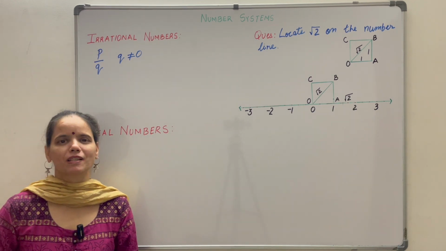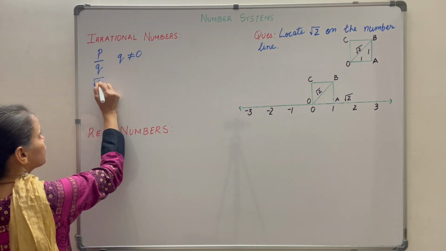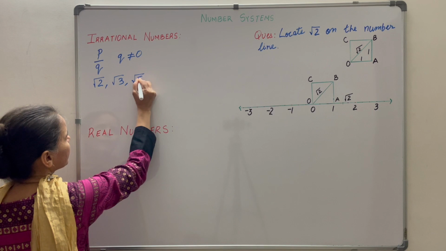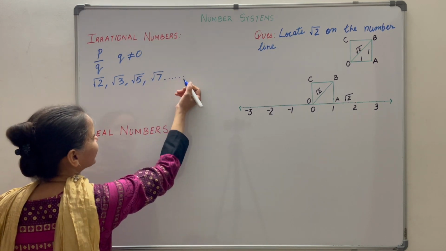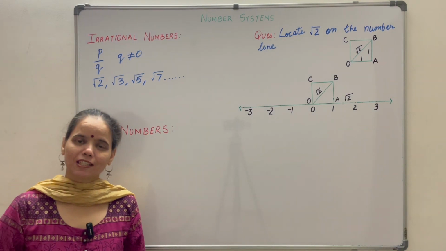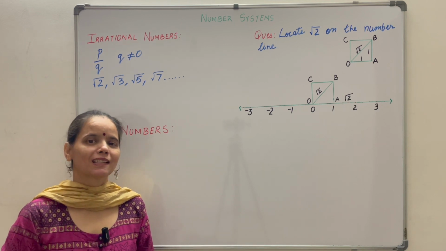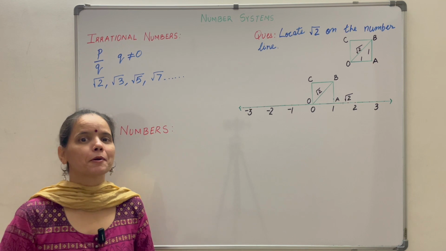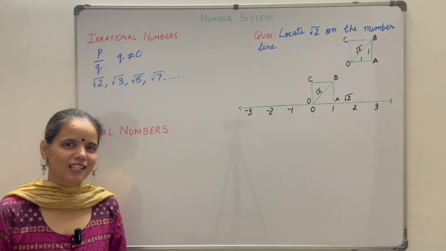Let us write down some examples of irrational numbers. For example, root 2, root 3, root 5, root 7 and so on. The list is infinite. We have discussed in the previous video that between two given numbers, there are infinite rational numbers. Similarly, between two given numbers, there are infinite irrational numbers.